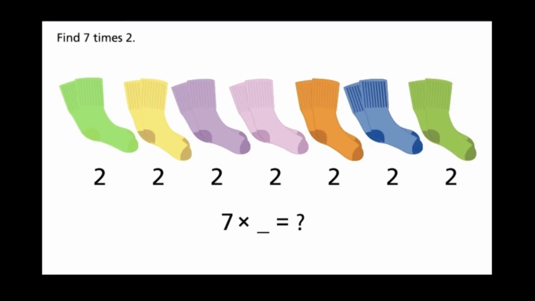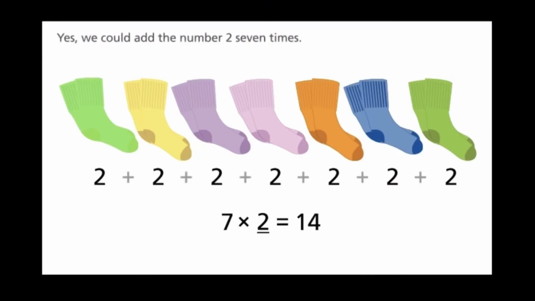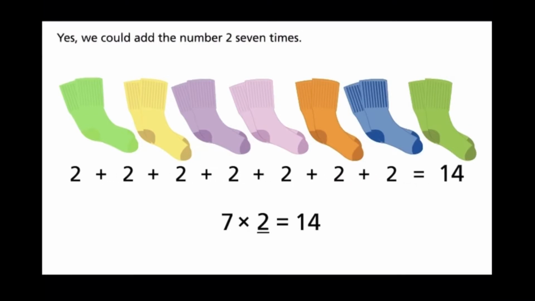Find 7 times 2. There are 14 socks in 7 pairs of socks. Is there another operation you could use to find the number of socks in 7 pairs? Yes, we could add the number 2 7 times.